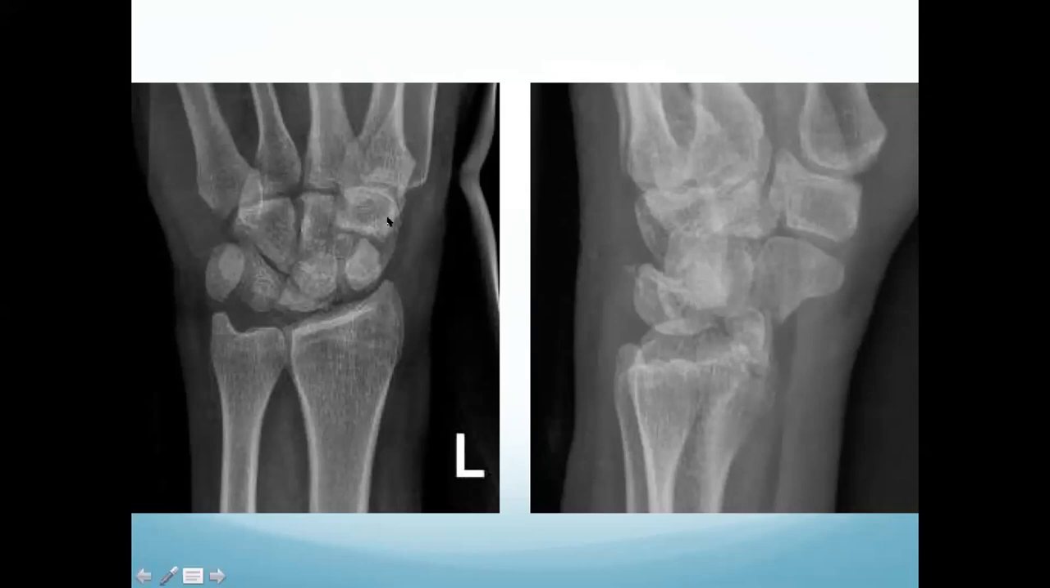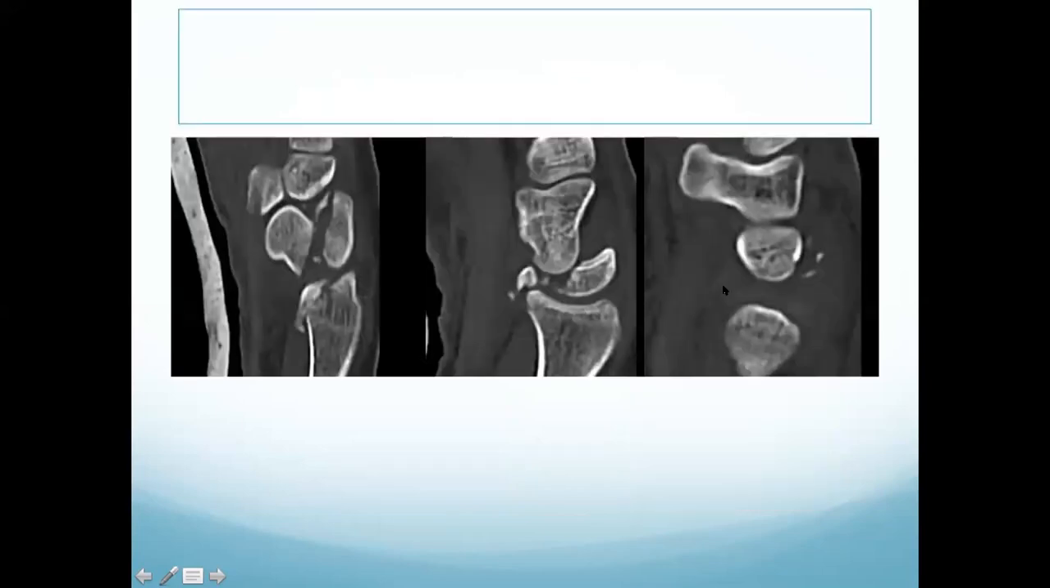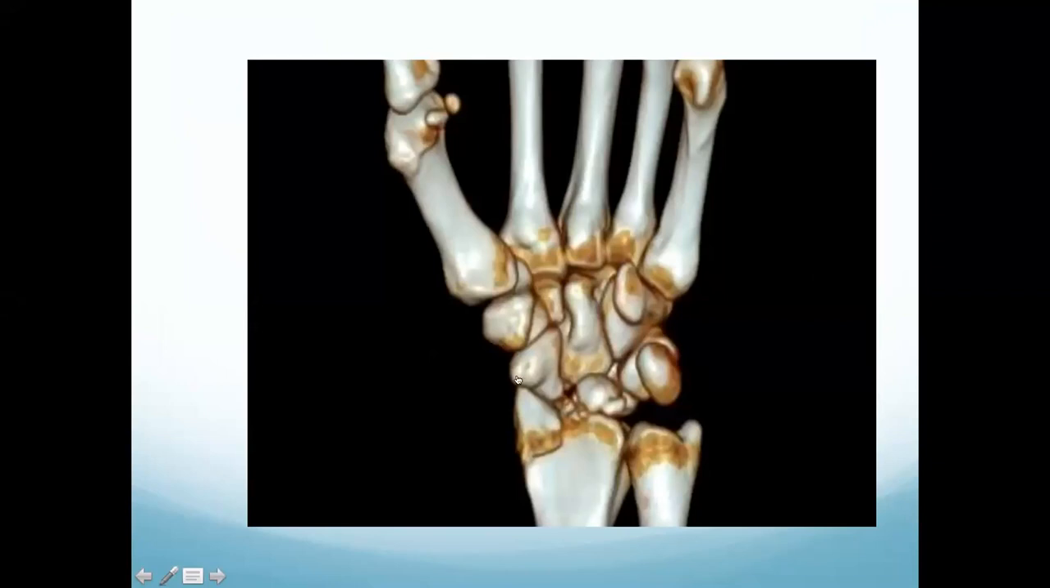Okay, so basically you need to look at the Gilula lines, you need to look at the shape of the lunate, whether it is in the lunate fossa, you need to look at the capitate, whether it is dorsally or volarly displaced. And so we did a CT which shows a transscaphoid, transstyloid perilunate with a volar lunate fracture. And there is also avulsion of the triquetrum. So if you want to check the CT, 3D CT.